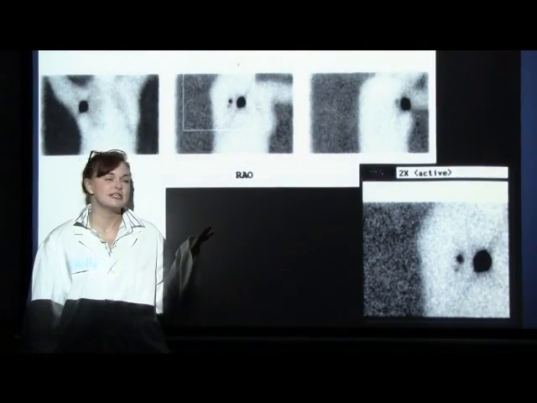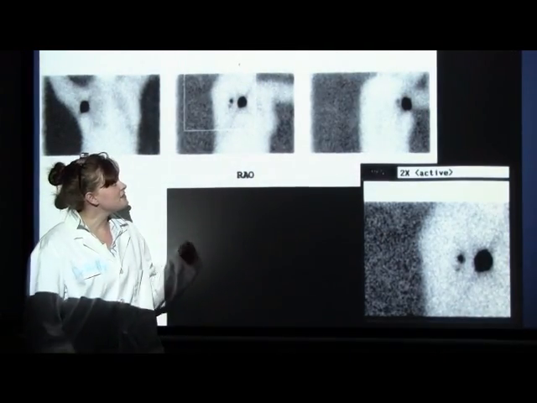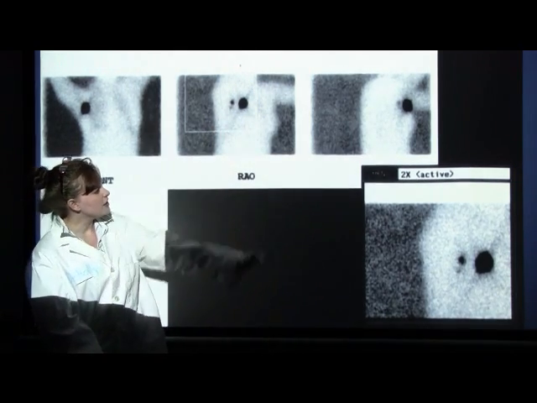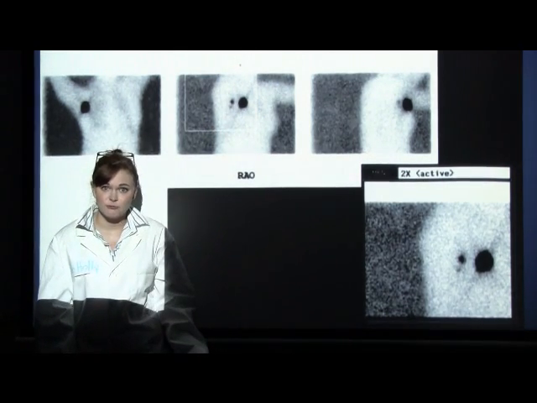Here we have a sentinel node scan. In this scan, you can see that 2 nodes are detected in the breast region.